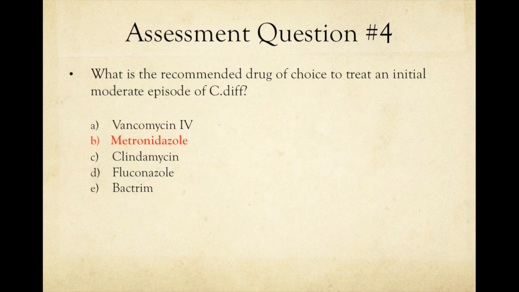The answer is metronidazole. The first drug of choice treatment would be 500 milligrams 3 times a day by mouth for 10 to 14 days. Vancomycin is an option for more severe cases, but we need to make sure that it's vancomycin by mouth, not IV.